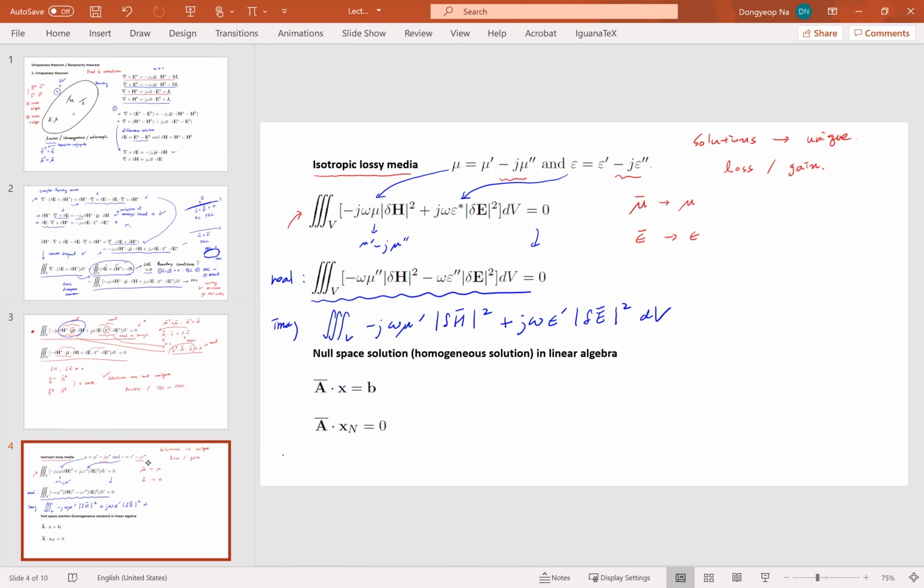It should be zero. So we are going to find some conditions of delta E and delta H that make this equality hold. So let's look at the real part. Actually, this square term is a positive real value, but due to this minus term, these two terms are always negative definite, always negative values. So for the sum of negative values to be zero, each term should be zero. There's no way to satisfy this condition otherwise. They should be zero.